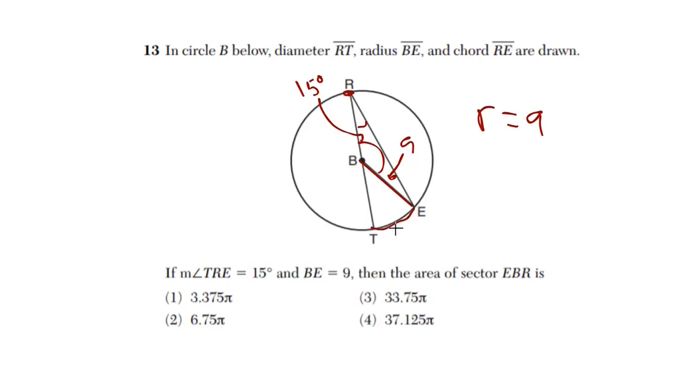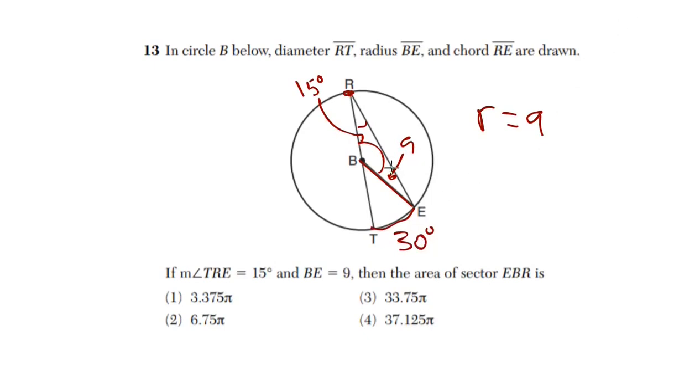That measure is double whatever the angle measure is if it's an inscribed angle. If it was a central angle, they would be equal. So let's say this was 40 degrees, then TE would be 40 degrees. But for inscribed, the angle measure is half of the arc measure. So that means, well, if this is 15, we know this arc right here is 30 degrees. And you might think, okay, great, now what?